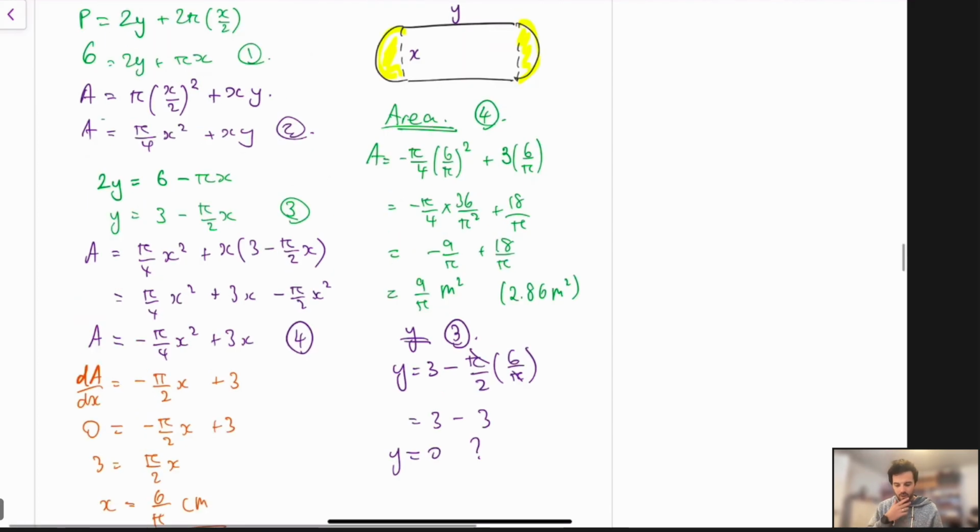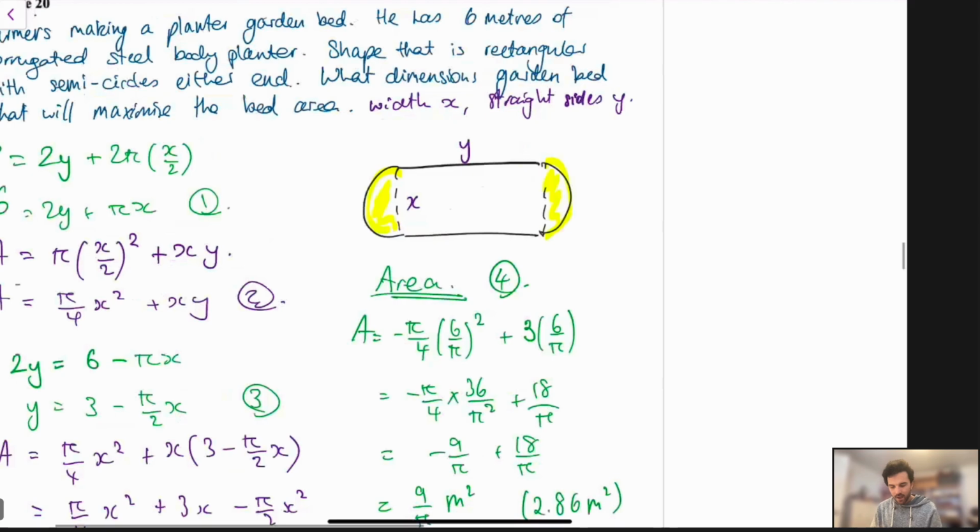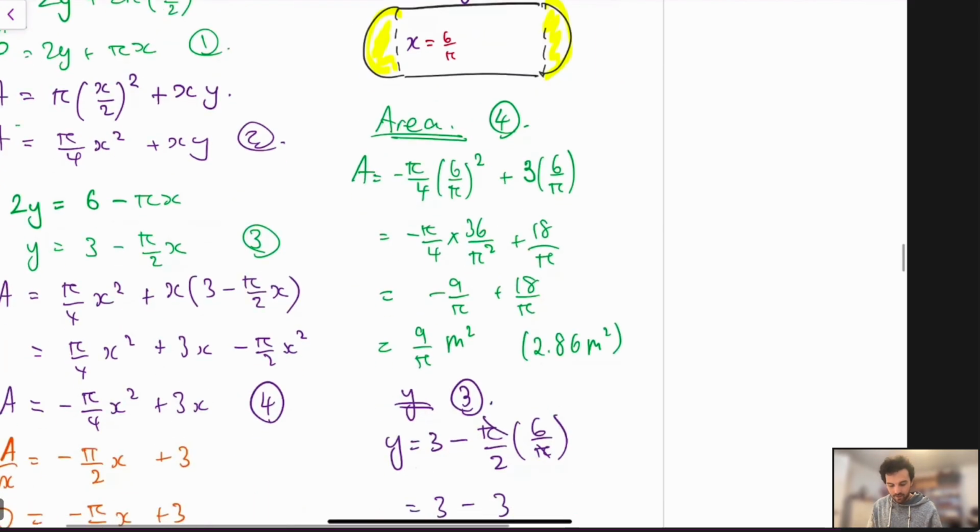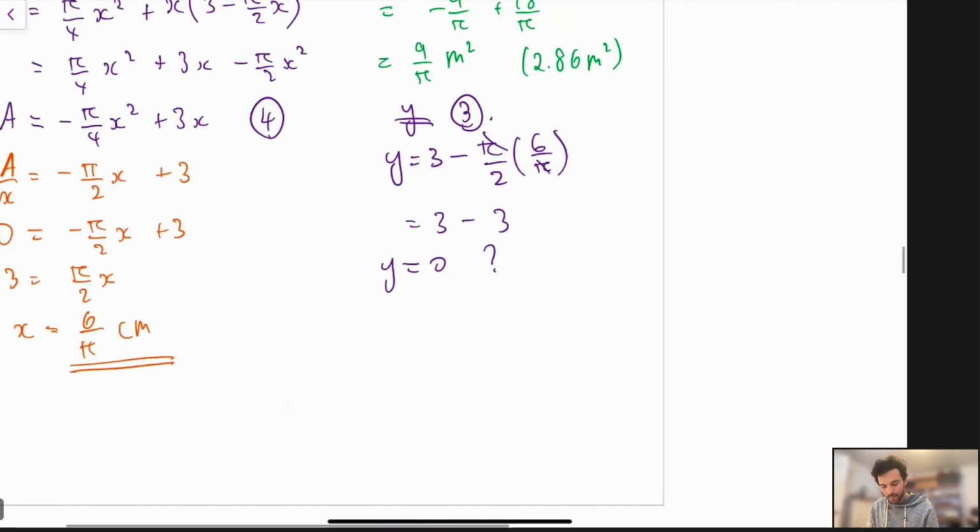Well, let's have a look at the situation. We know that x is equal to 6 on pi and y is equal to 0. What kind of shape is that going to make? Well, we can see that those straight edges, if they go to 0, the two semicircles come together and you actually make a circular garden bed.